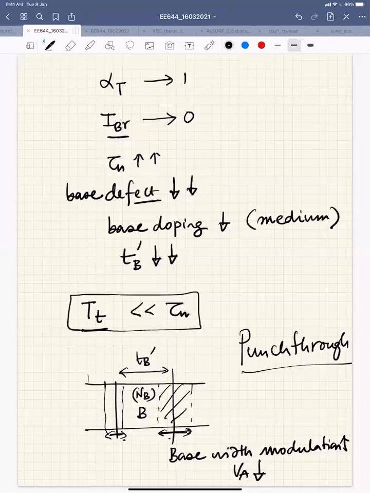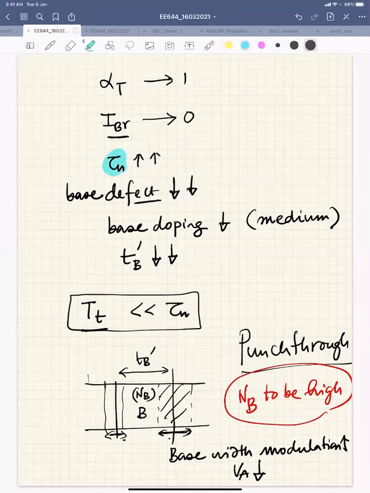Then we want our NB to be high, right? Generally, we want our base doping to be high, because to avoid base width modulation and the Early effect, we want our base doping to be high. But we cannot have our base doping high, because the moment you increase the base doping, the recombination lifetime will be affected, right? So these are a lot of trade-offs.